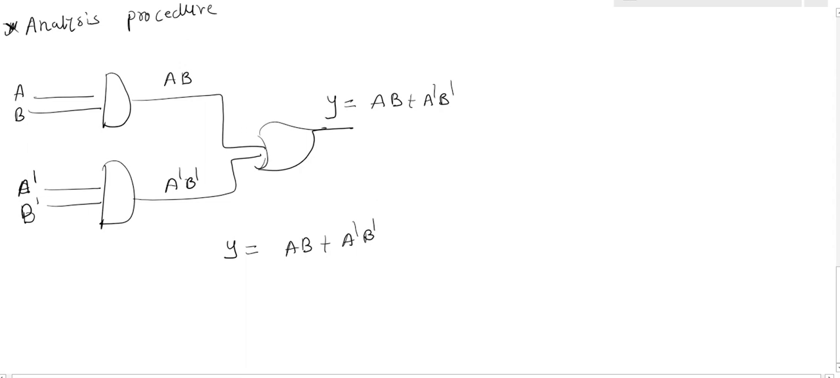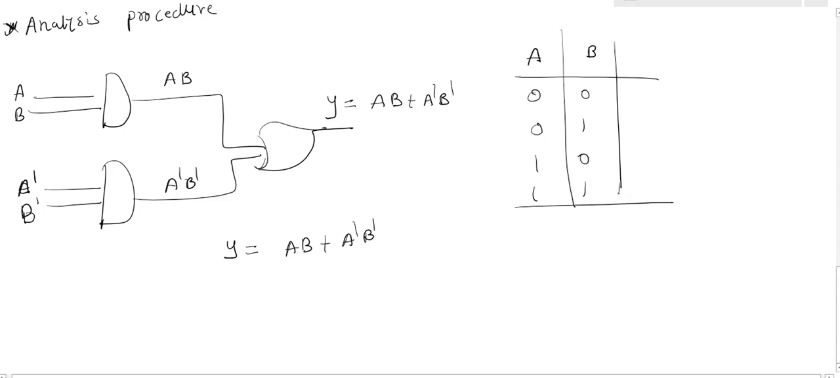How many input variables are given in the circuit? Two input variables. The possible input combinations are 4, as 2 raised to n is equal to 4. They are 0 0, 0 1, 1 0 and 1 1. Four possible input combinations are there for the given logic design. Outputs generating are: this is my first output Y1, this is the second output Y2, and Y is equal to Y1 plus Y2.